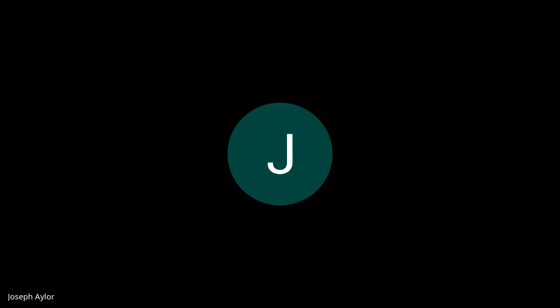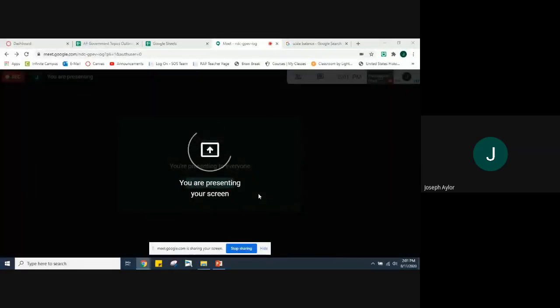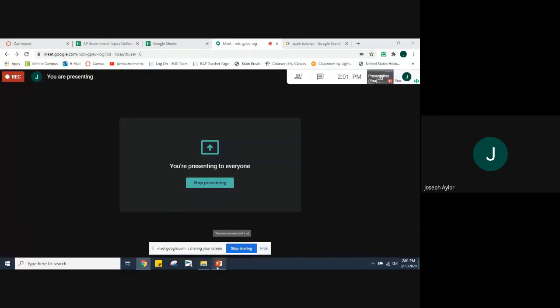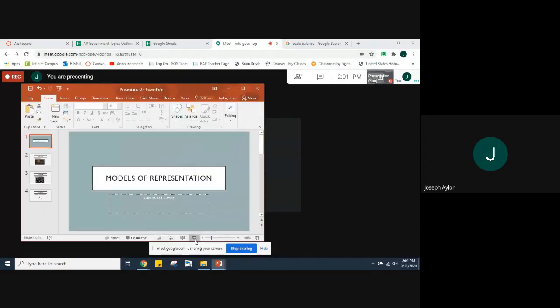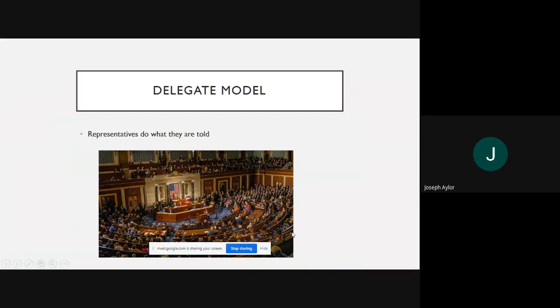This lecture is going to look at the models of representation that go in particular to the Congress and the legislative branch. The first model of representation is called the delegate model. And the delegate model is when representatives do exactly what their constituents want them to do.